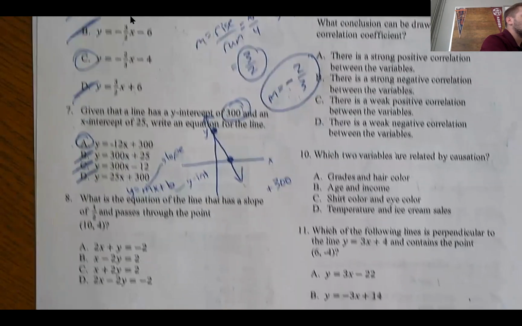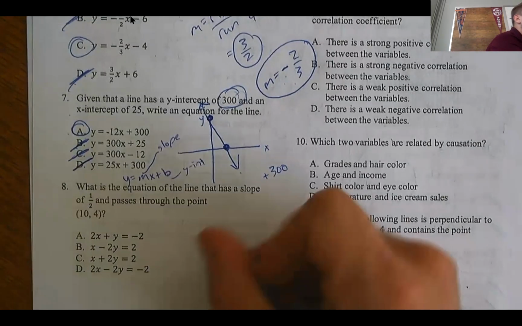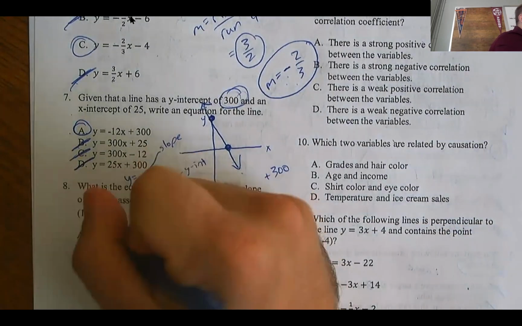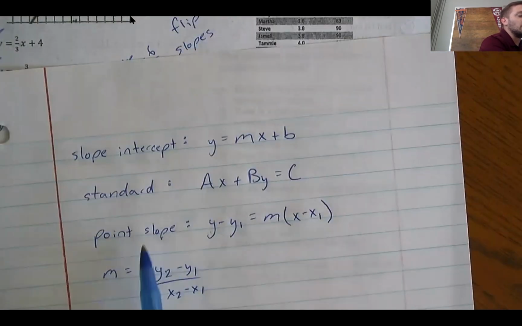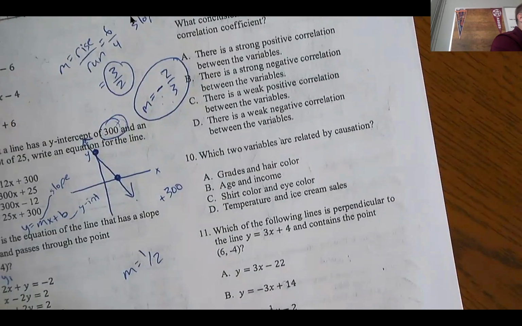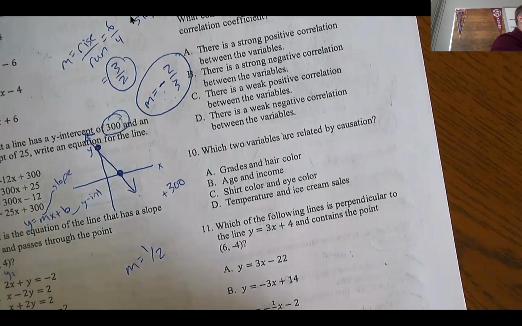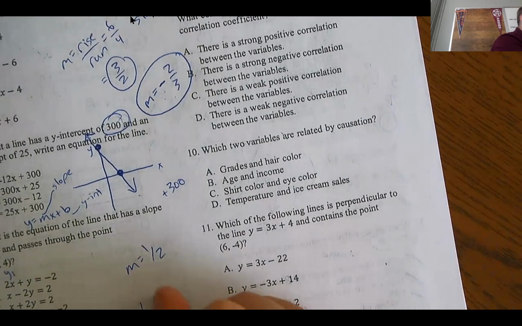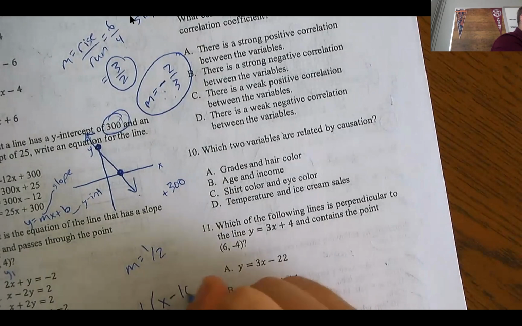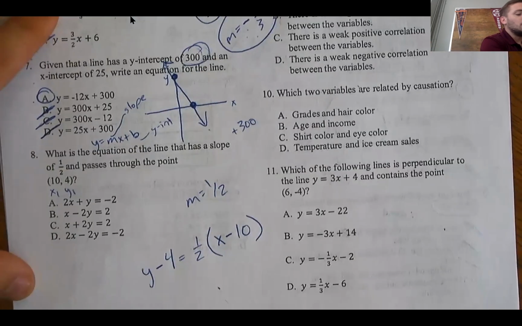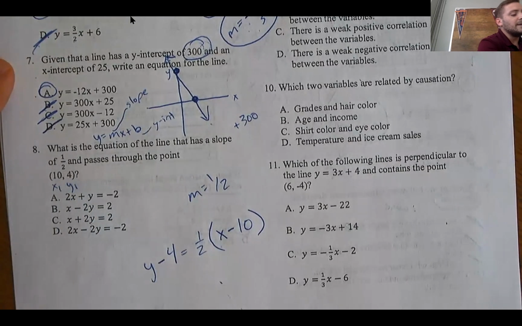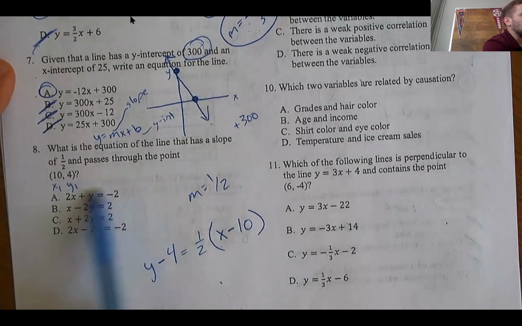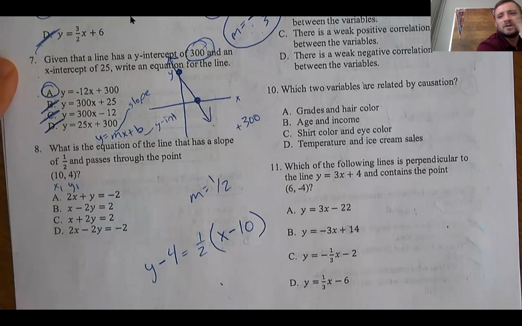All right. Question 8. What is the equation of the line that has a slope of 1/2 and a point of (10, 4)? Well, guys, if you are given a point and a slope, we always start with point-slope form. So y minus y1 equals m times x minus x1. So this is my answer in point-slope form. Ooh, these answers are not in point-slope form. They're in standard form. So we're actually going to have to do a little bit of work, but that's okay.